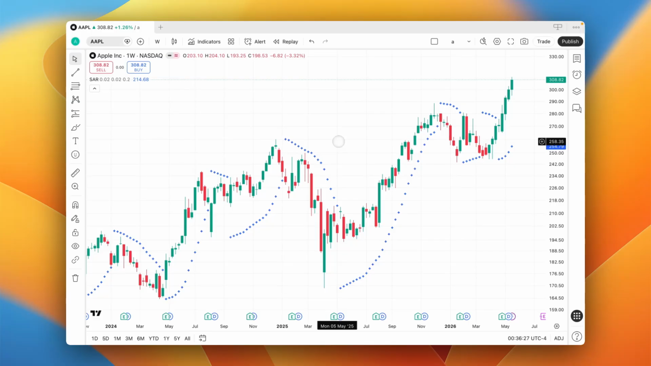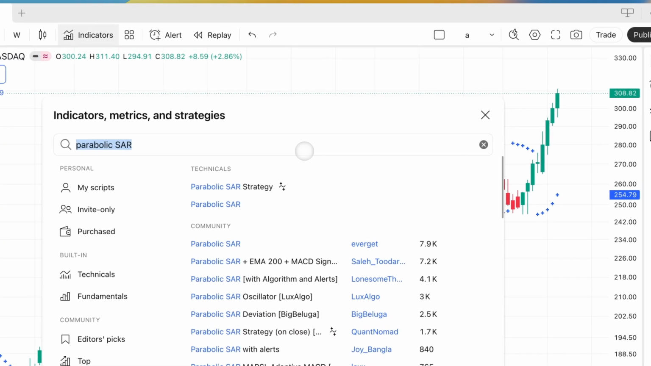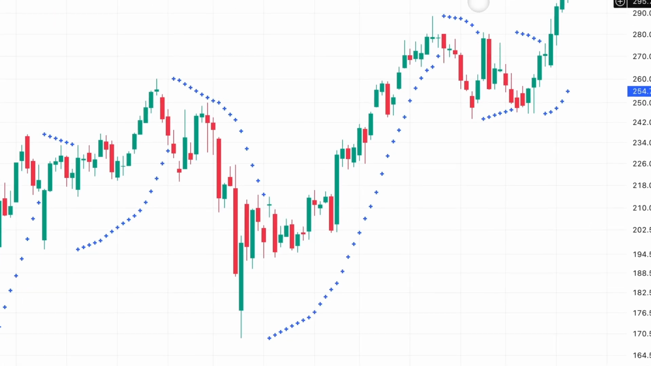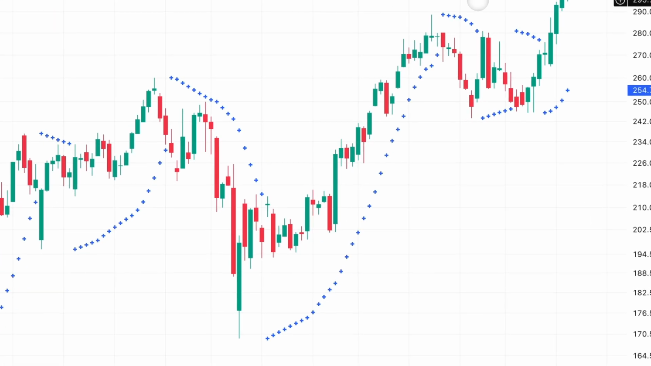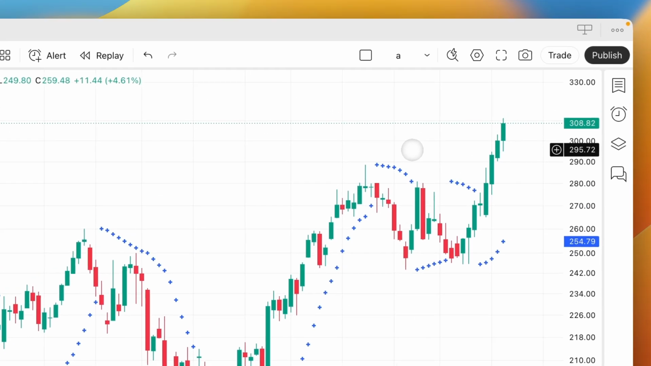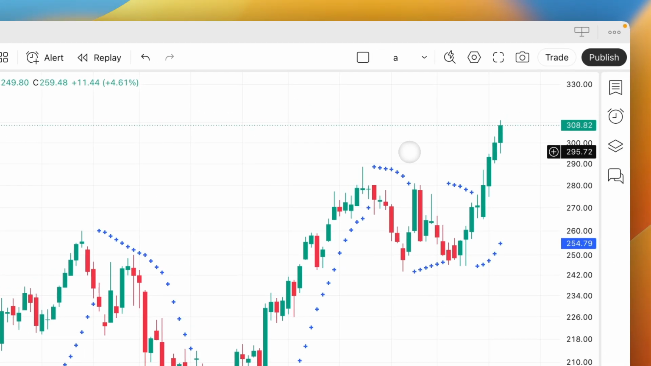First, open up any chart that you want to use this on, press the / key. Type in parabolic SAR, then click on it. Once you do that, you'll see a series of dots above or below each candle. When the dots are below price, the trend is up, whereas when the dots are above price, the trend is down. When the dots flip from below to above, the trend has reversed.